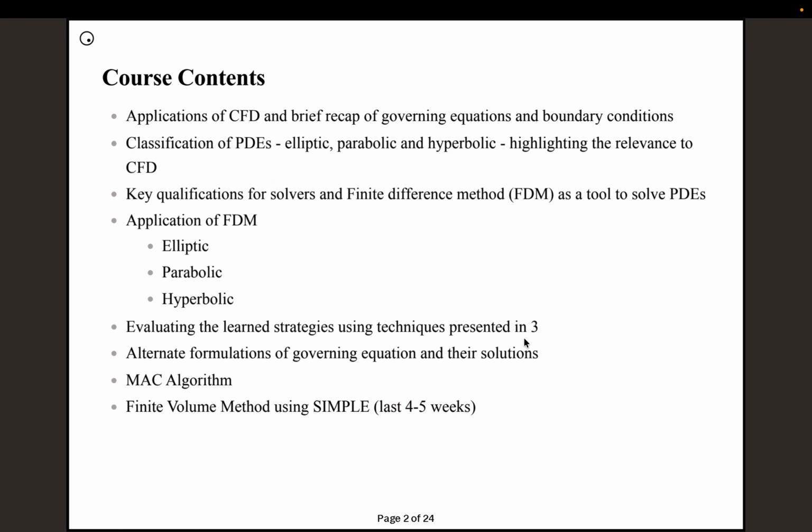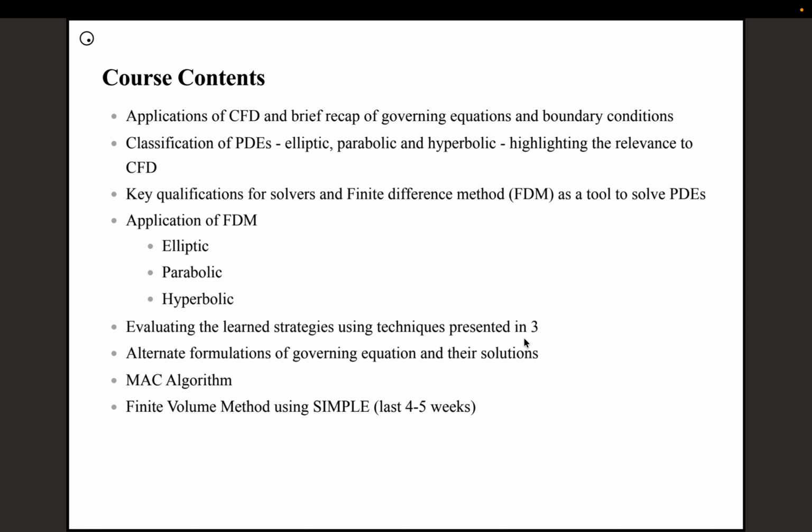We have covered, starting from the governing equations for solving fluid dynamic problems, the Navier-Stokes equations. We discussed different kinds of boundary conditions, and then we classified the PDEs into elliptic, parabolic, and hyperbolic, depending on how the information propagates across time and space. And then in order to solve these equations, we discussed a method called finite difference, which we were discussing in the last few weeks. We applied that particular tool to elliptic, parabolic, and hyperbolic equations.